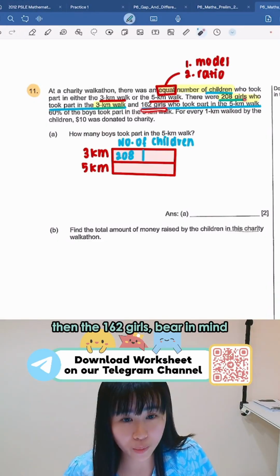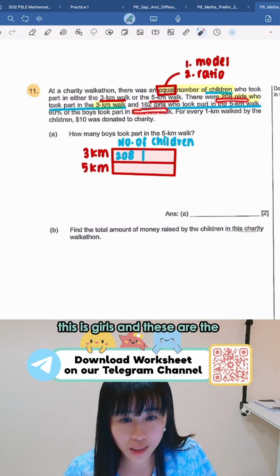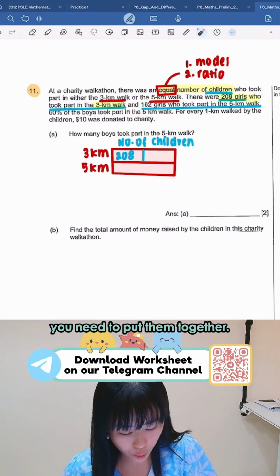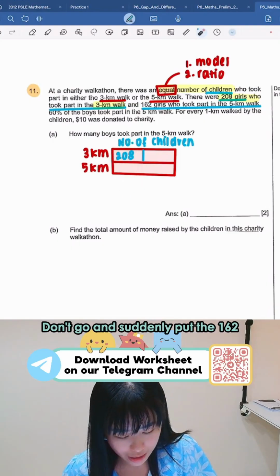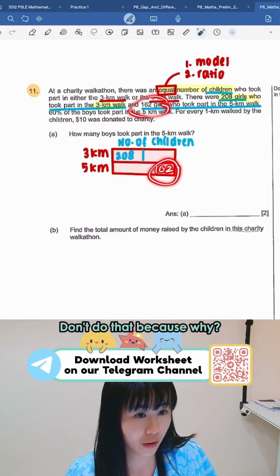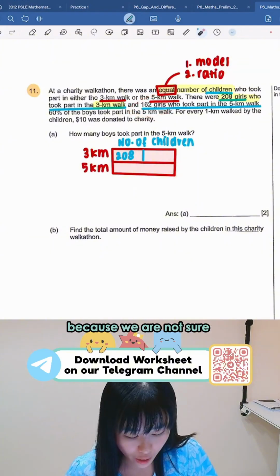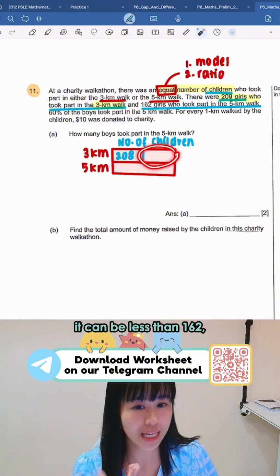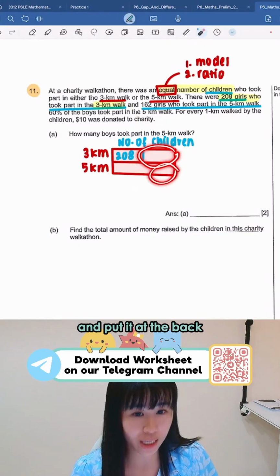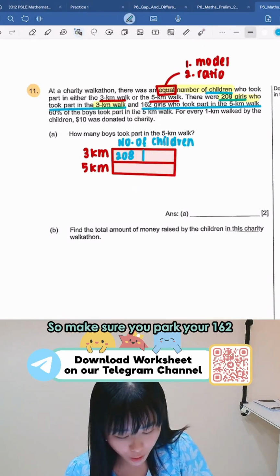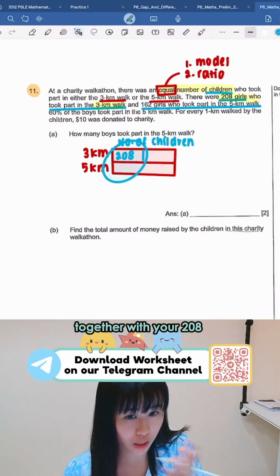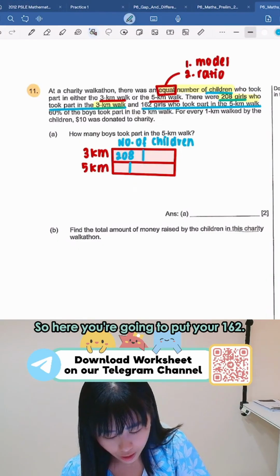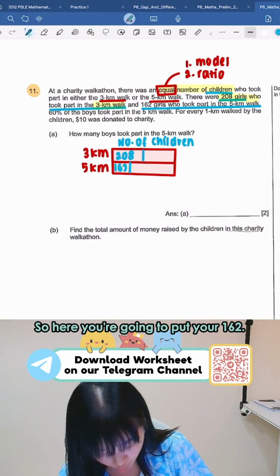Bear in mind, everybody, this is girls. And these are the only numbers that appear. The only numbers that appear, you need to put them together, okay? Don't go and suddenly put the 162 somewhere behind here. Don't do that. Because why? Because we are not sure here even got 162 or not. We don't know the number there. It can be less than 162. Then the fact that you go and put it at the back, then it may be wrong already. So make sure you park your 162 together with your 208 at the left side, okay? So here, you're going to put your 162, okay?